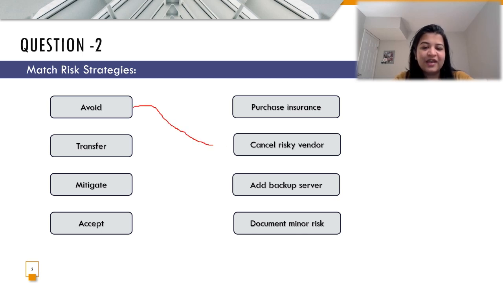That means you cancel the risky vendor. In terms of transfer, you are transferring the risk to a third party. That's where you are purchasing insurance, transferring it towards the insurance vendor. Mitigate is to reduce the level of risk, as in you add a backup server. And accept is wherein you accept the risk and document it, as in the example given here. So please make sure you understand each of these risk strategies and apply the concepts accordingly.